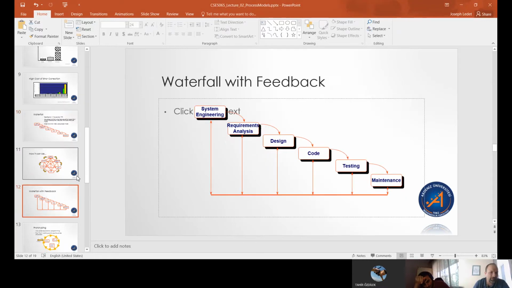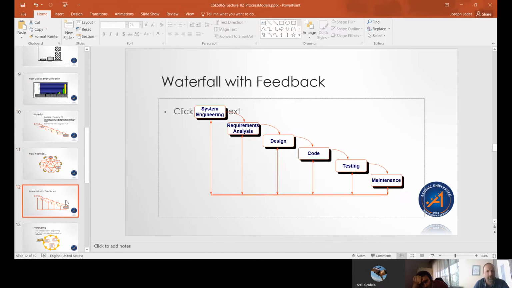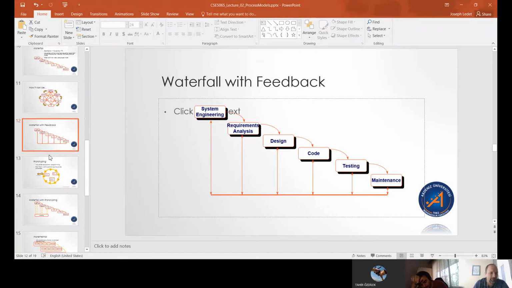There is this idea where there's a lot of interconnectedness, and we'll get into one that's kind of like that. So, waterfall with feedback. The idea basically is that as we move down into a phase, if we realize that there's some stuff wrong, we can feed back into a previous phase. We can go back to just certain parts of the design phase if there's something wrong found in the coding.